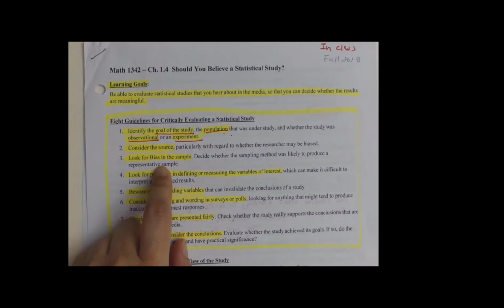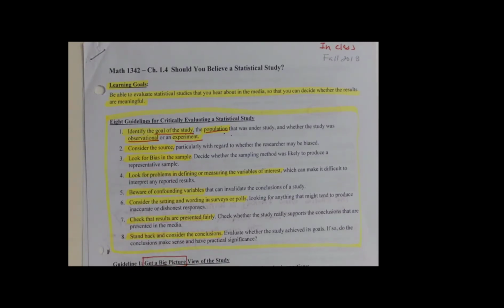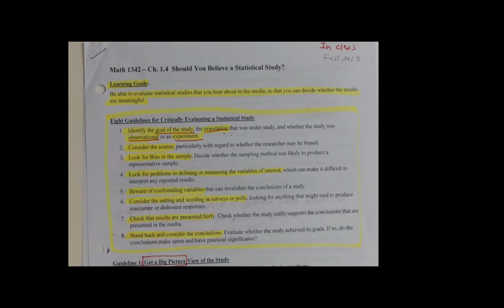Another one is the bias of sample. If you let people volunteer to participate in the study or they even pay money to be part of the study, the participants may be a little bit biased depending on how they pick the sample, so that could be a problem. Look for problems in defining or measuring variables of interest.